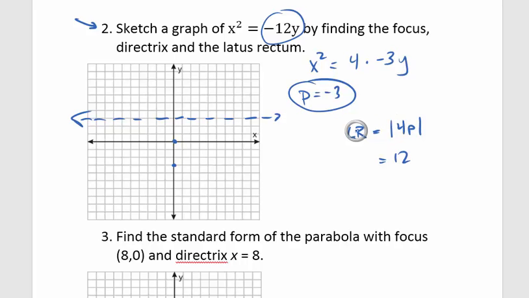So notice that the latus rectum is always just the absolute value of this coefficient that we have out front here. So the overall distance this parabola is going to open around the focus is 12, which means I want to go 6 in each direction. So 6 to the right, 1, 2, 3, 4, 5, 6. 6 to the left, 1, 2, 3, 4, 5, 6. That's how wide my parabola is opening. Now I can go ahead and draw a sketch of it.